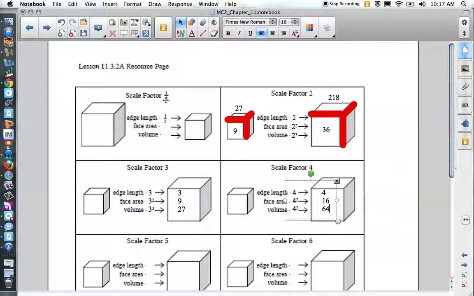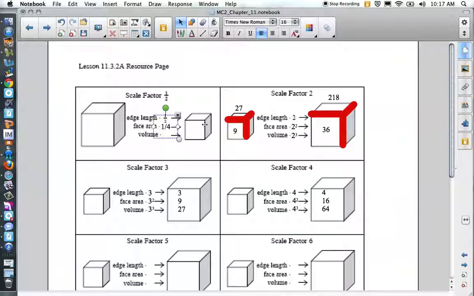I said I'd come back to the scale factor, and this is one where the scale factor is 1/2. Here's what I want you to think about. The face area is going to be half as big times half as big. Remember, if we take 1/2 and multiply that by 1/2, multiplying fractions is no problem. You multiply the top and you multiply the bottom. So you would get the answer of 1/4. So you had 1/2 times 1/2 to get the face area of this one to be 1/4 the size.